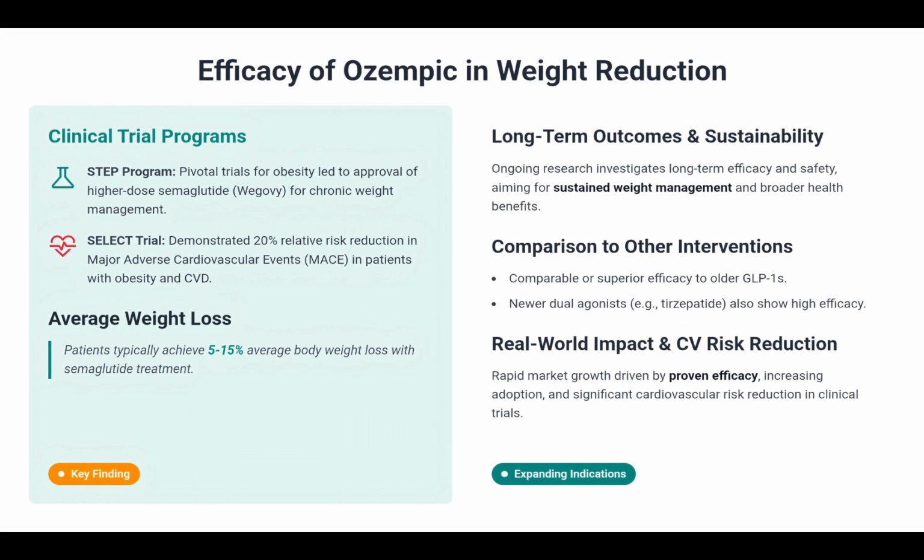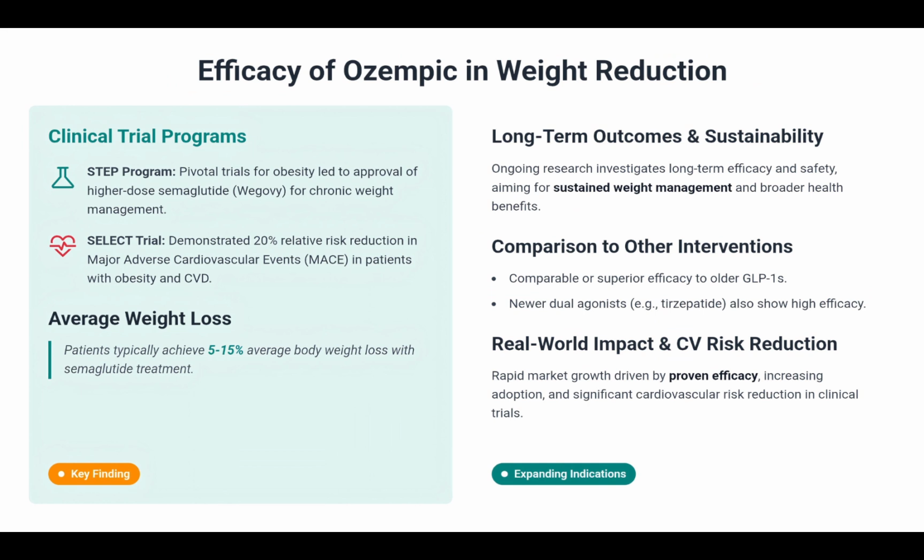The landmark SELECT trial, published in the New England Journal of Medicine, demonstrated a 20% relative risk reduction in major adverse cardiovascular events in patients with obesity and established cardiovascular disease, even in non-diabetic individuals. This was a paradigm-shifting finding.